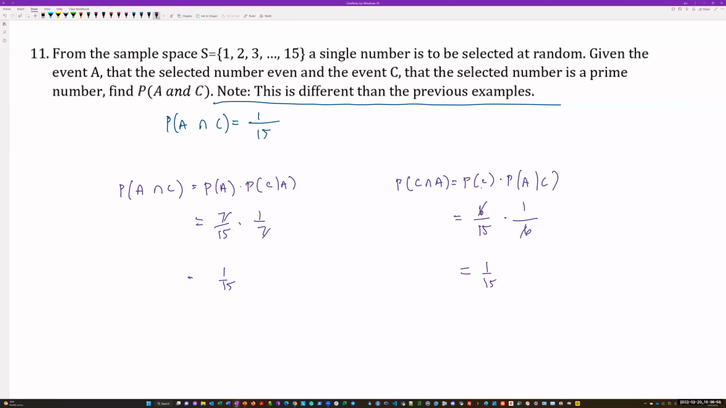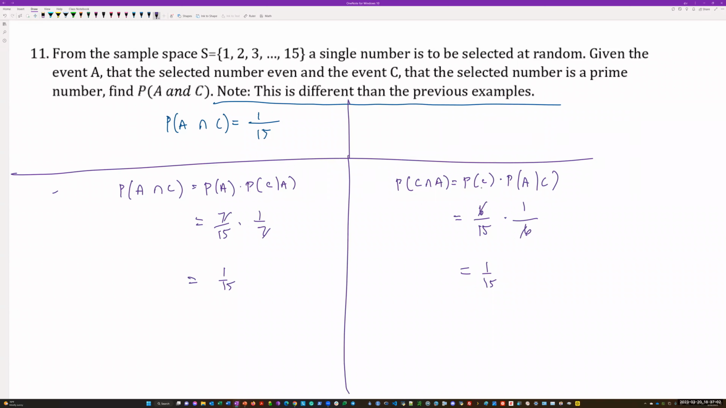So then A given C. Now given C, so there's 6 of these. What's the chances it would be even? Because now given it's a prime, what's the chance it would be even? 1 out of those 6. So we get 1 out of 15 here, and we get 1 out of 15 there. We don't really have to do this twice or 3 times. I just solved it 3 times. Does that make sense? Any of those would have been fine.